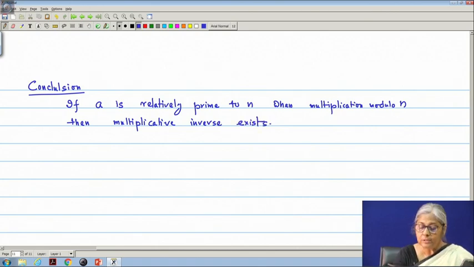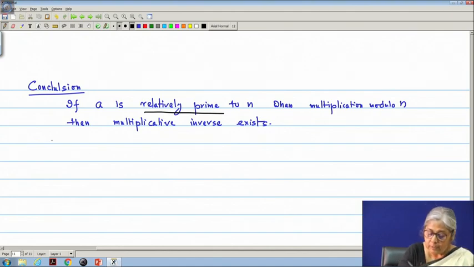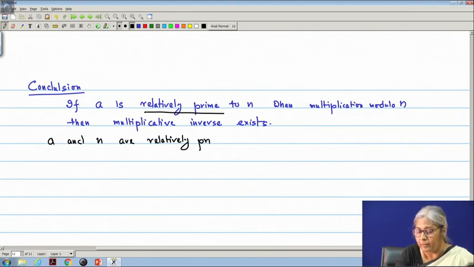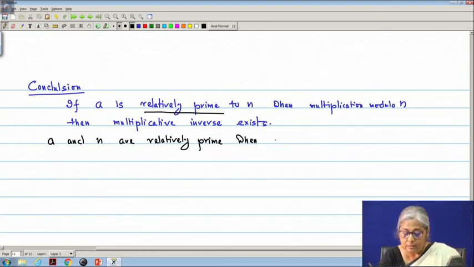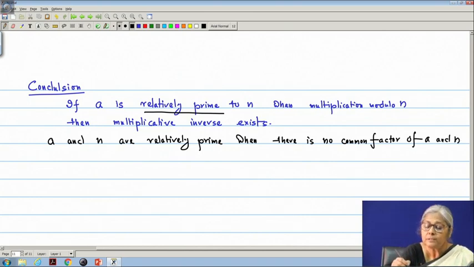Now, what is relatively prime? A and n are relatively prime when there is no common factor of A and n.